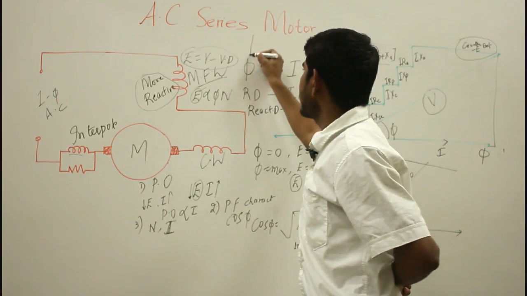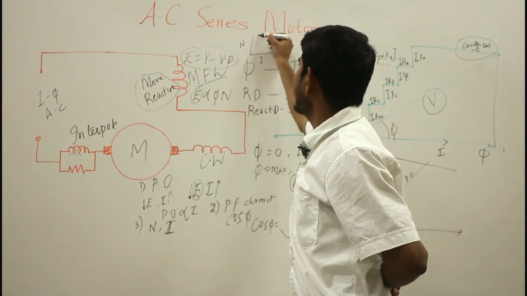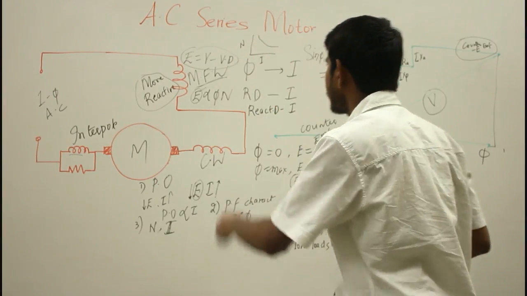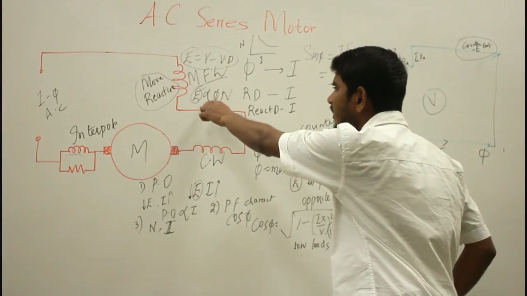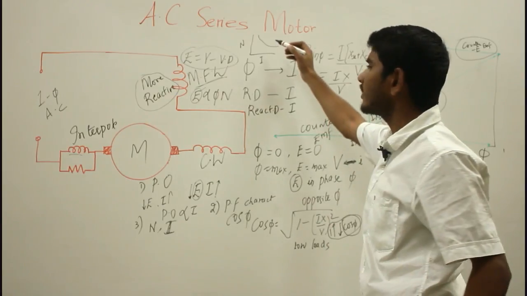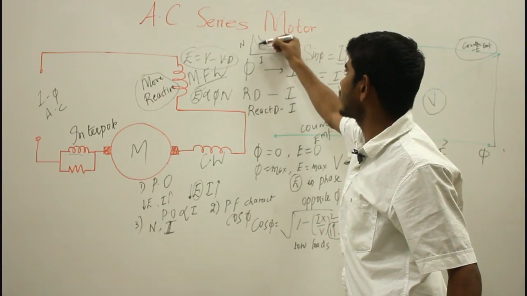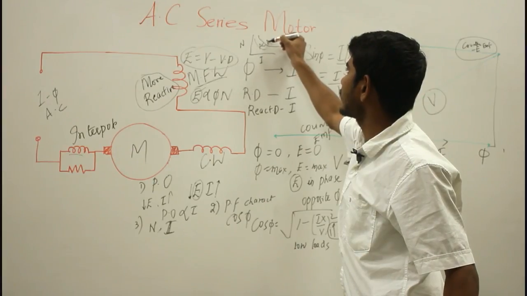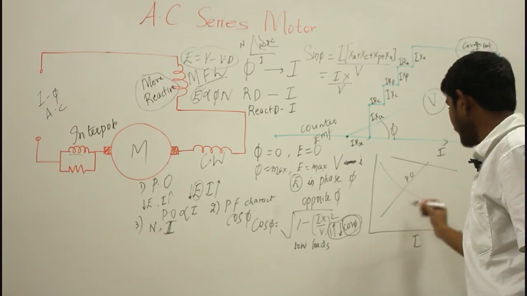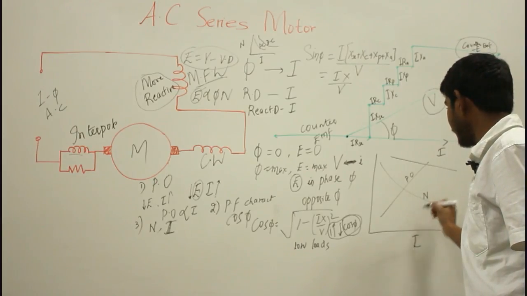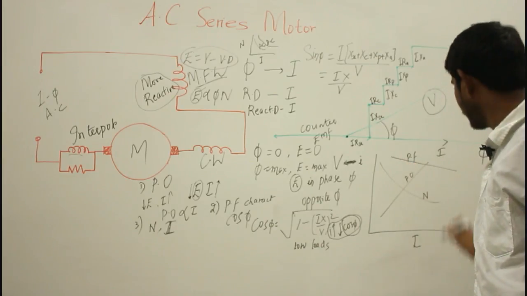So if you see the DC motor speed current, let us say this is N, this is I, so you will be having these speed current characteristics for your DC series motor. So you will be having more drooping characteristics as the generated EMF is less compared to the generated EMF in your DC series motor. So the characteristics will be like this. This is for AC and this is for DC. So here this will be my speed current characteristics.